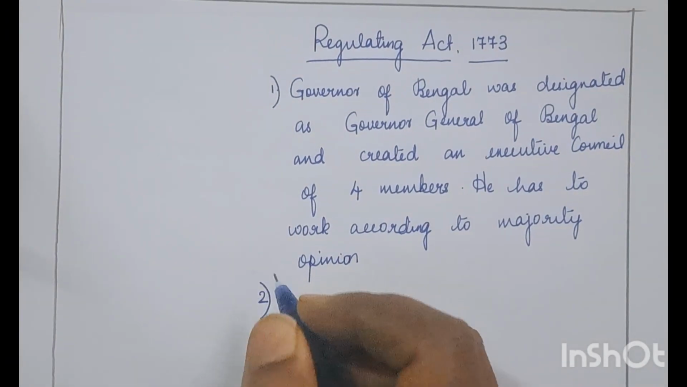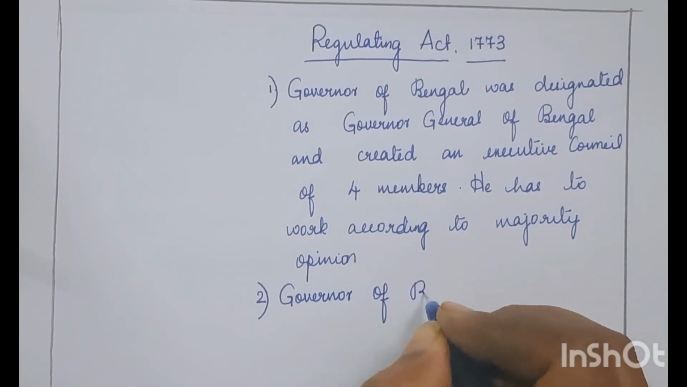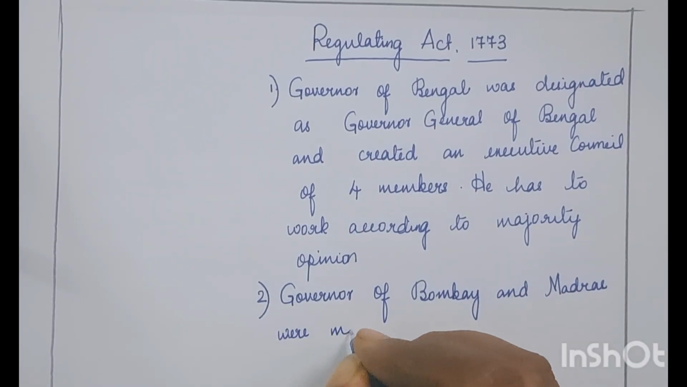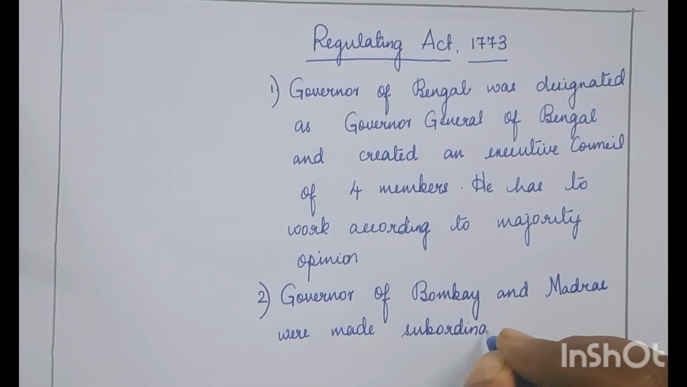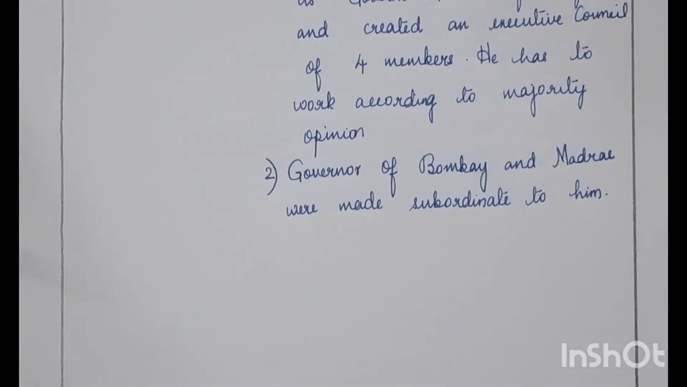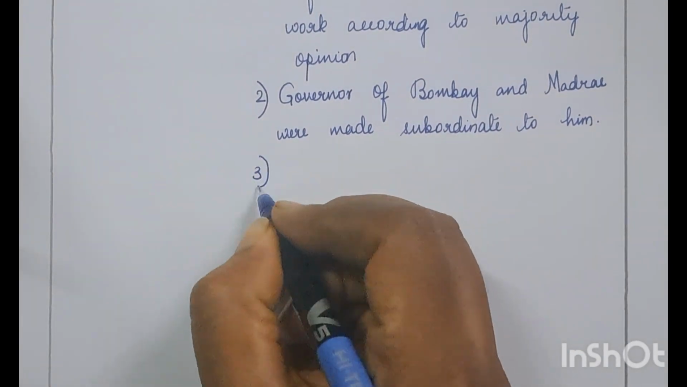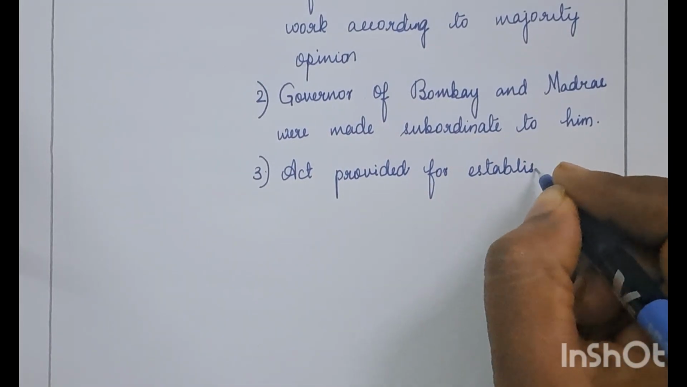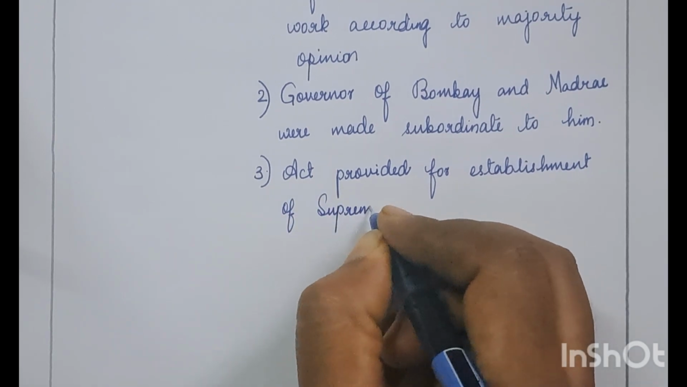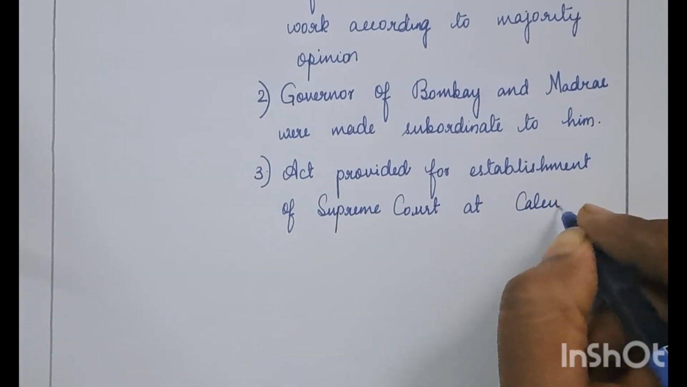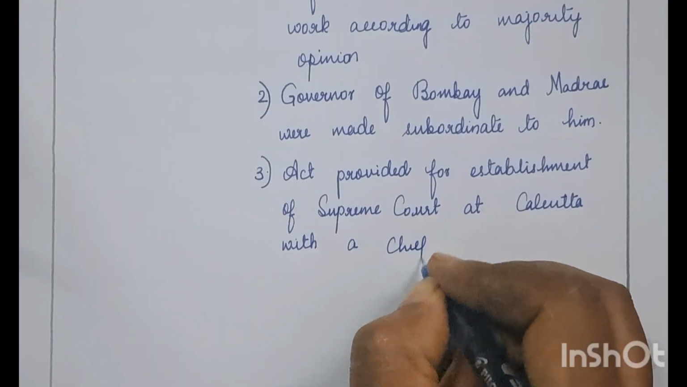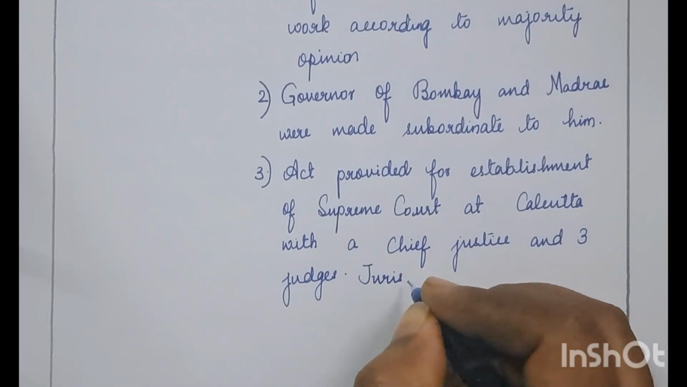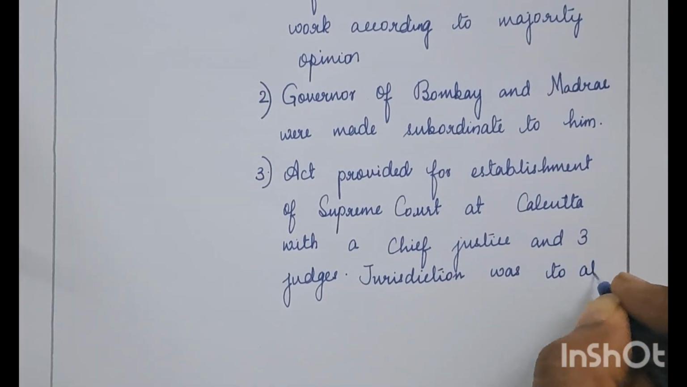An executive council was created with 4 members, and Governor General has to work according to the majority opinion of Executive Council. The Act also provided for the establishment of Supreme Court at Calcutta with a Chief Justice and 3 judges. The jurisdiction was extended to all the British subjects residing in Bengal, Bihar and Odisha, and also the legislations passed by the Governor General has to be accepted by the Supreme Court, which resulted in conflicts.